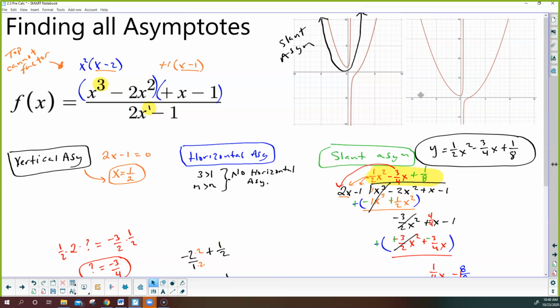What if I zoom really far out? Notice this behavior of our graph. The slant asymptote that was a parabola here is also mimicked right here. You can see that at the very far ends, as I go to the far left or the right, my graph is following this parabolic shape, which is our slant asymptote.